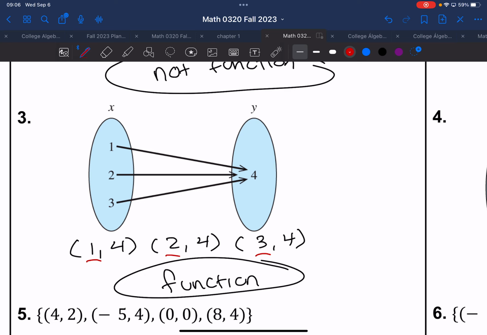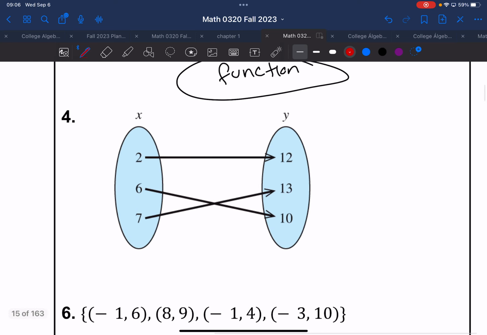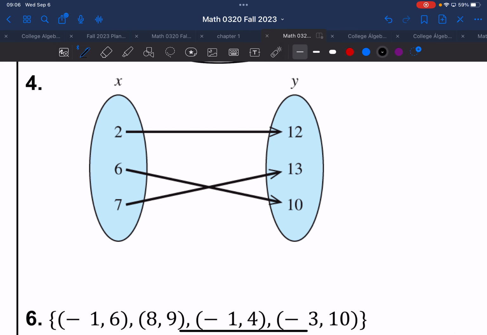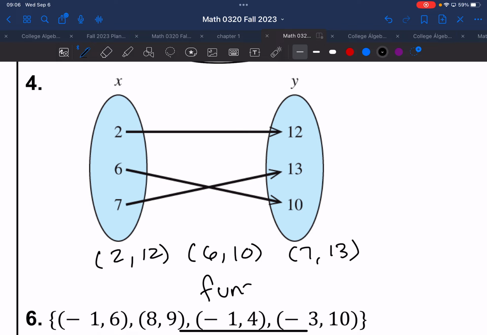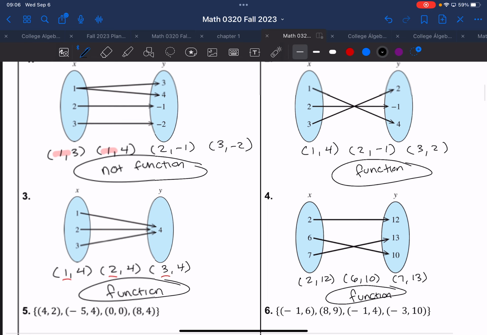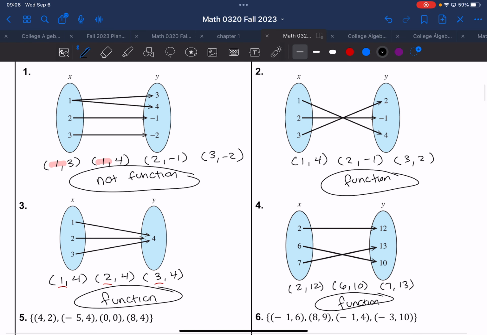And then looking at our last map on number 4, how many ordered pairs are we going to have? 3, because of the 3 arrows. So we'll have 2, 12, 6, what number? 10. And then 7, 13. Again, looking at these points, is this a function or not a function? It's a function. So those were our examples looking at maps.